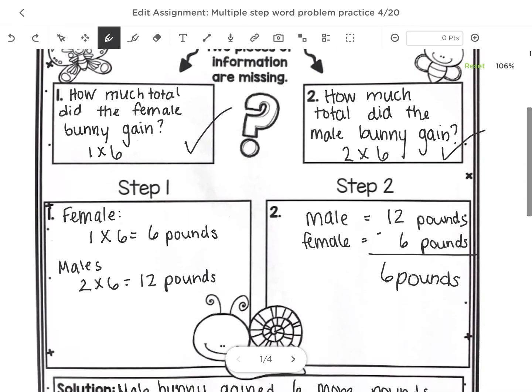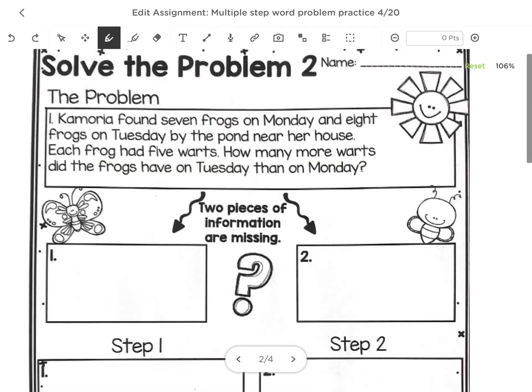Let's try another one together. Comoria found 7 frogs on Monday. Again, I'm going to circle my numbers. And 8 frogs on Tuesday by the pond near her house. Each frog, that's a clue word, had 5 warts. How many more warts did the frogs have on Tuesday than on Monday?